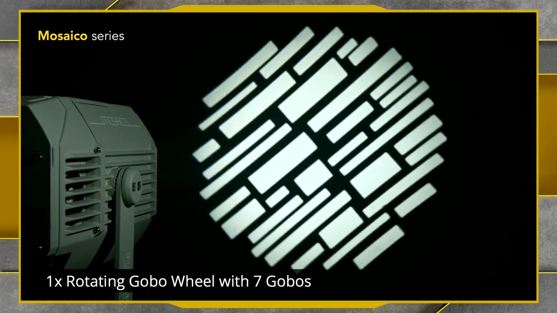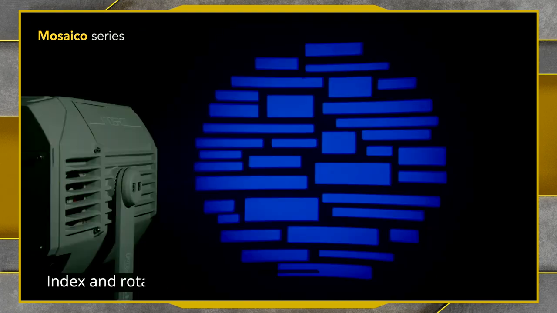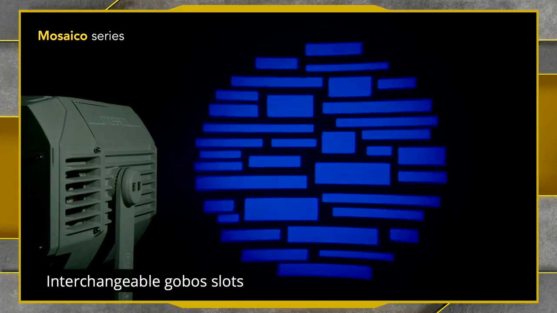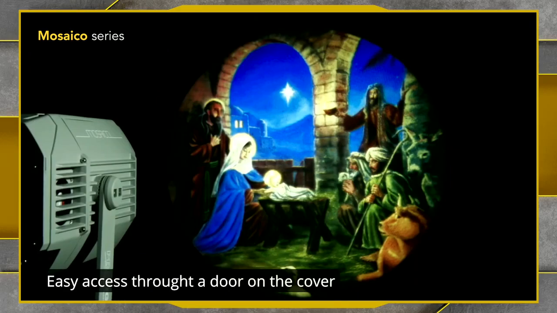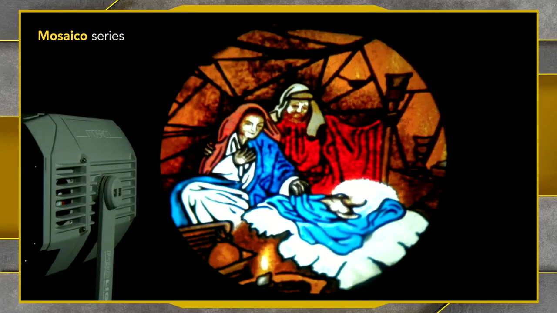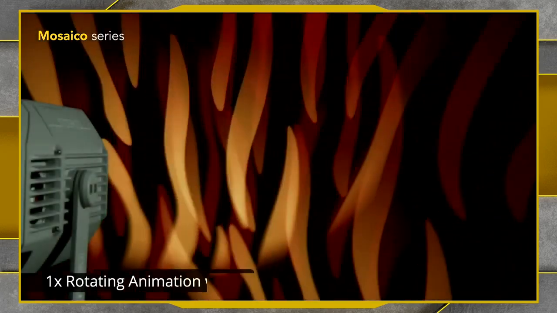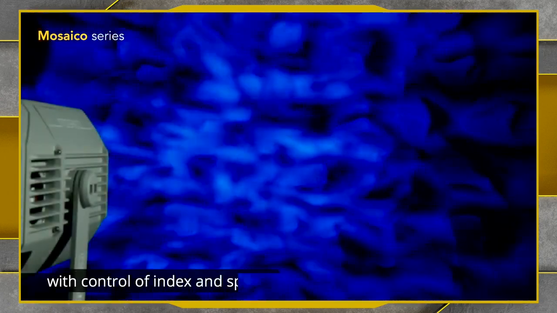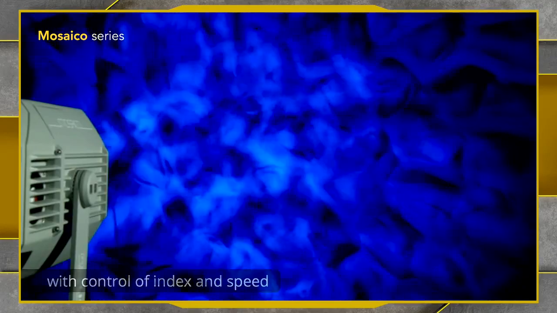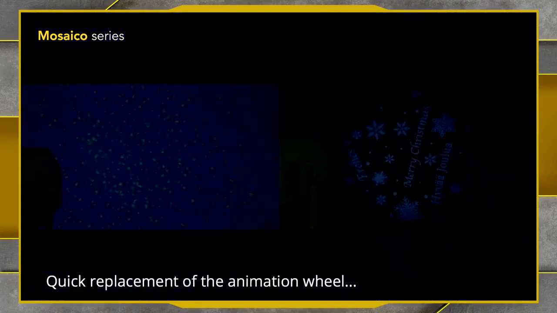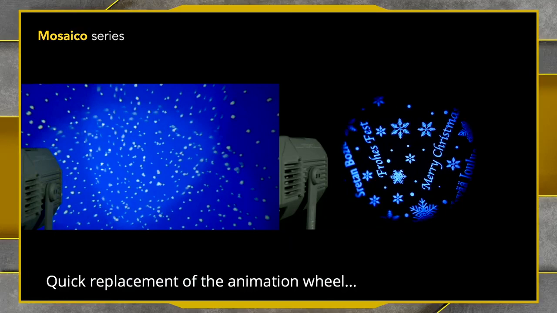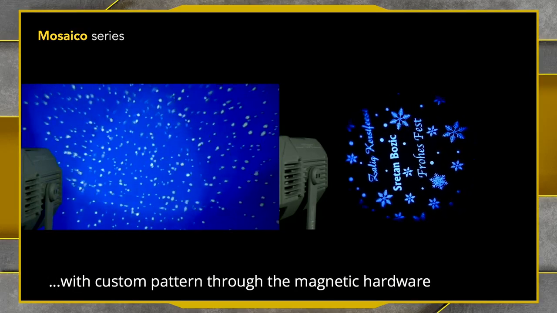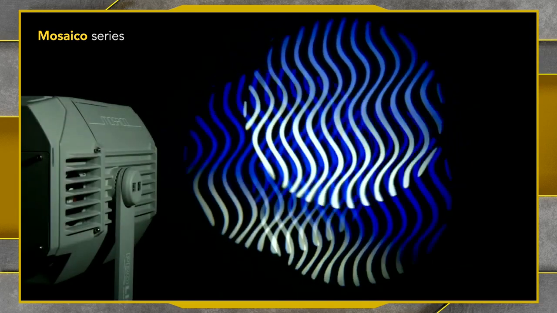We can achieve very fine animations very easily using the MX. We can also control the speed and rotation, and change the gobos, as we can see here, whether it's a Christmas gobo or just a logo. Then we've got the rotating animation wheels, so we can achieve water effects and fiery effects, for example, and change that animation. As you can see in the video, we've got a very nice snow effect for winter, for the Christmas period.